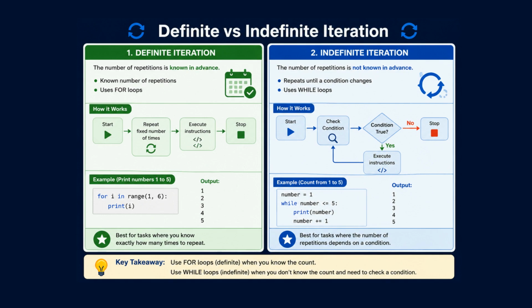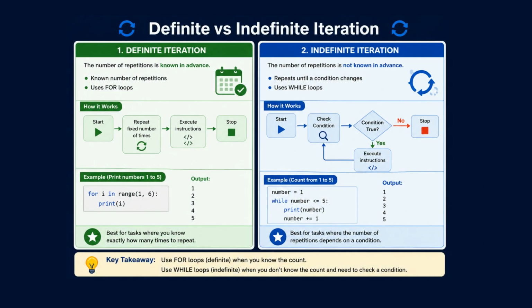Now let's look at indefinite iteration. Indefinite iteration is used when the number of repetitions is not known in advance. The loop continues until a condition changes. Programs usually use while loops for this type of iteration. The process works like this: start, check condition, if true, execute instructions, repeat. When the condition becomes false, the loop stops.